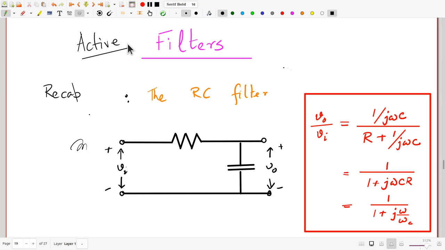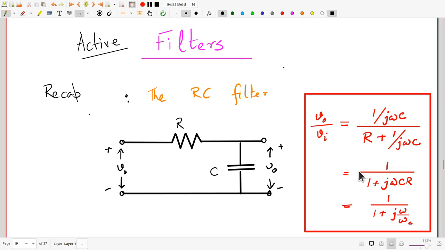To understand why active filters could be useful, let us recapitulate our basic notion of what a simple RC filter is like. So this is an example of a simple RC filter. You have a resistance R and a capacitor C. You feed the input to the series combination, you take the output across the capacitor. Of course, here VO by VI is simple, it's just the impedance of the capacitor divided by the total impedance. That's just the series potential division formula.